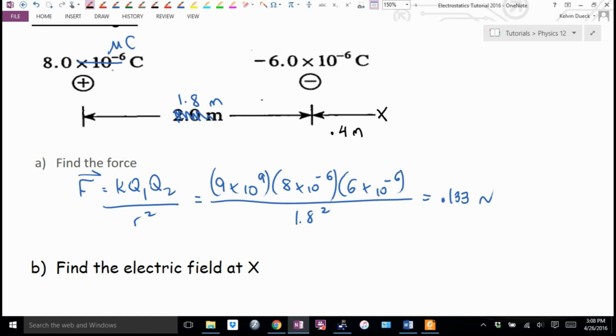Electric field, scalar or vector? Convince me.